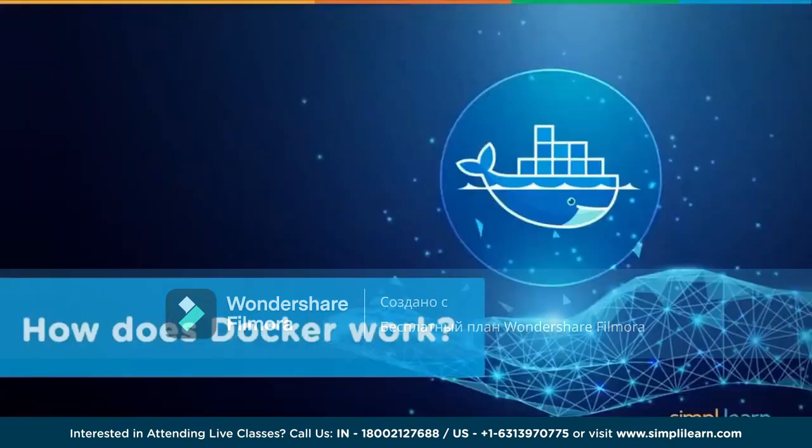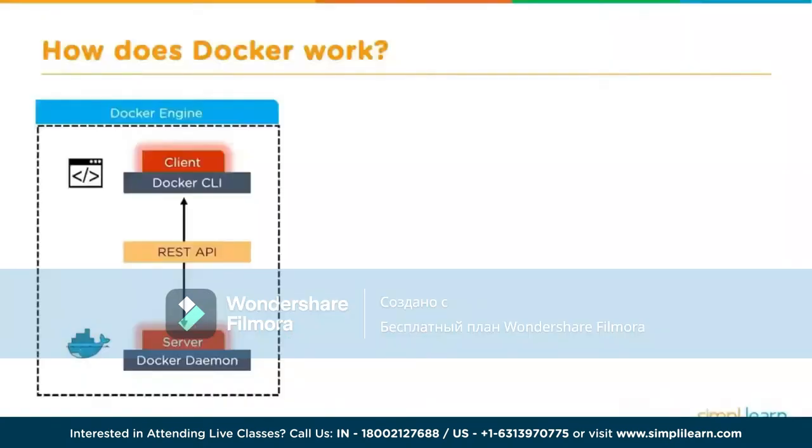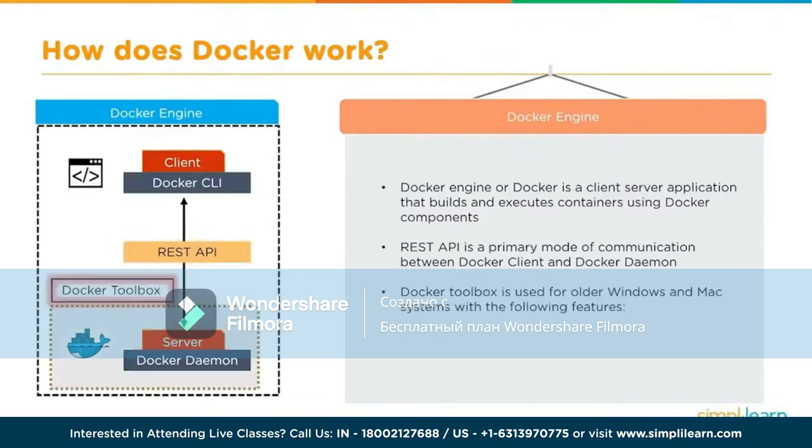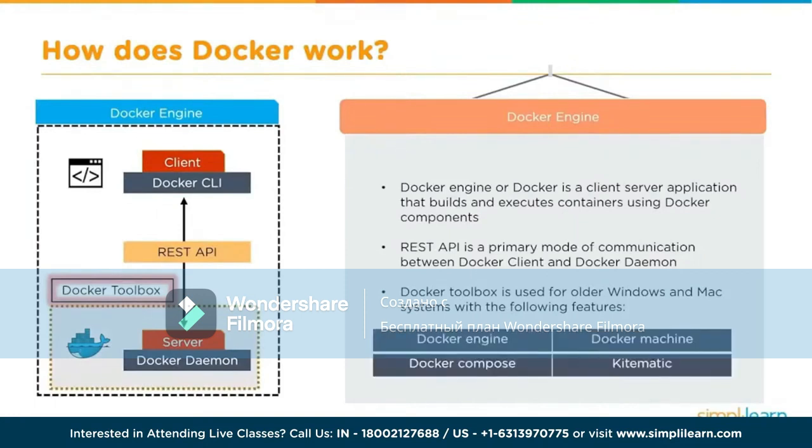So let's look at how Docker actually works within your environment. There is what's called a Docker engine, which is comprised of two key elements: a server and a client, and the communication between the two is via a REST API. The server, as you can imagine, has the instructions that are communicated out to the client and instructs the client on what to do. On older systems, you can take advantage of the Docker Toolbox, which allows you to control the Docker engine, Docker Machine, Docker Compose, and Kitematic.